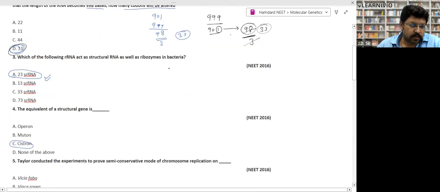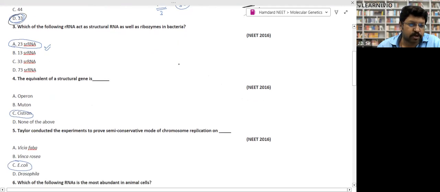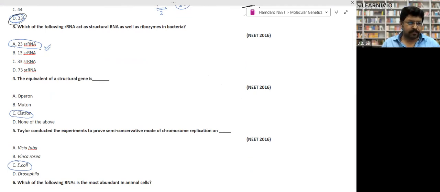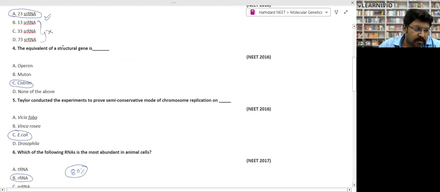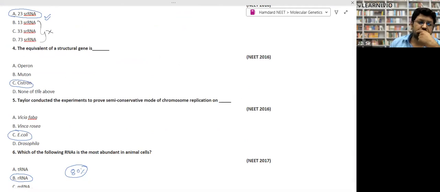So the next question is, which of the following RNA acts as structural RNA as well as ribozyme in bacteria? 23S rRNA. The rest are not structural RNA. These RNA are not found in ribosome, and we have discussed that thing. Look, the question: the equivalent of a structural gene? Cistron. Cistron is equivalent to a structural gene.